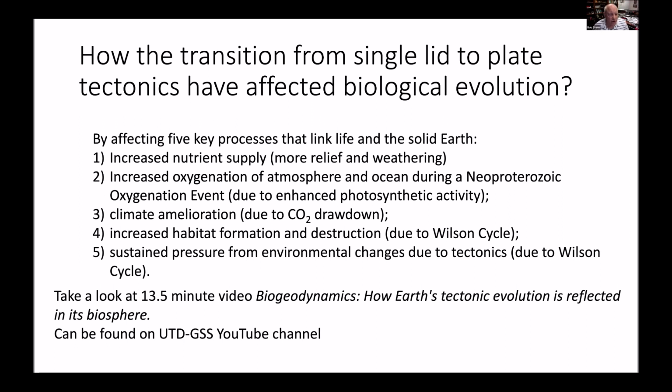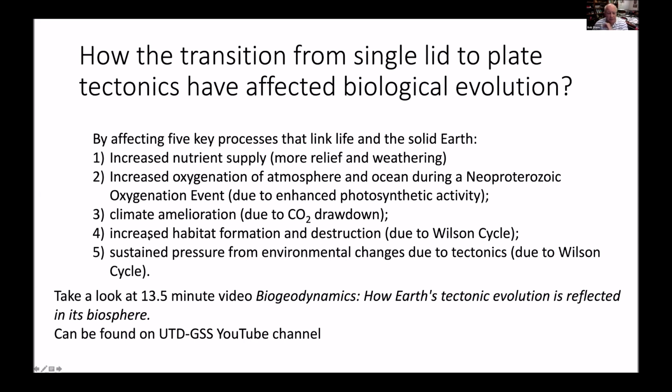First, the increased nutrient supply. As a result of collisions and rifting, there would be more relief and weathering, increasing the supply of key elements like iron and phosphorus into the oceans where life was taking off. Second, the increased oxygenation of atmosphere and ocean during a Neoproterozoic oxygenation event due to enhanced photosynthetic activity, probably related to the increased nutrient supply. There would have been the climate amelioration due to CO2 drawdown as a result of plate tectonics. That was part of what was happening with Snowball Earth.